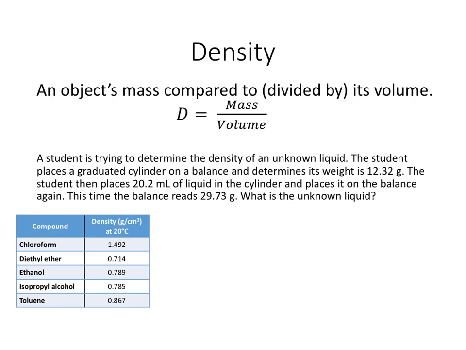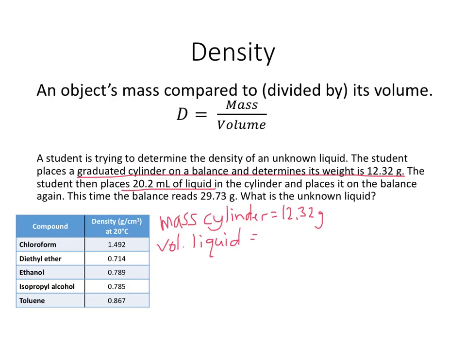A student is trying to determine the density of an unknown liquid. The student places a graduated cylinder on a balance and determines its weight is 12.32 grams. So the mass of the cylinder is 12.32 grams. The student then places 20.2 milliliters of liquid, volume of liquid is 20.2 milliliters, in the cylinder and places it on the balance again. This time the balance reads 29.73 grams.